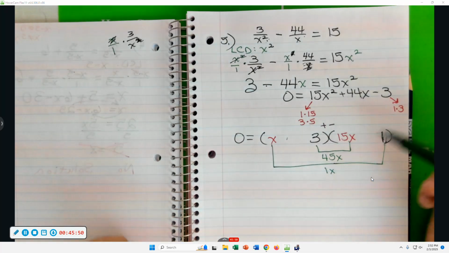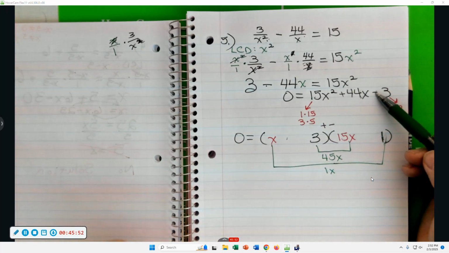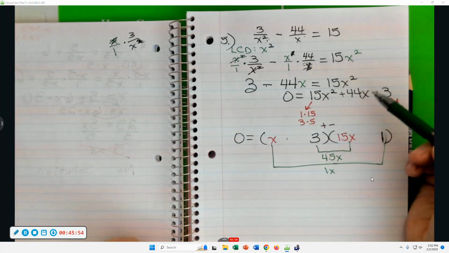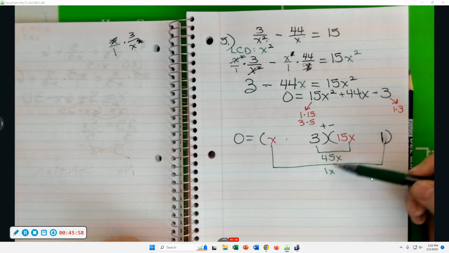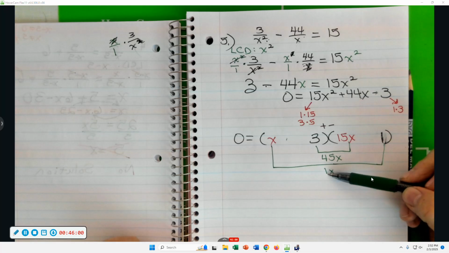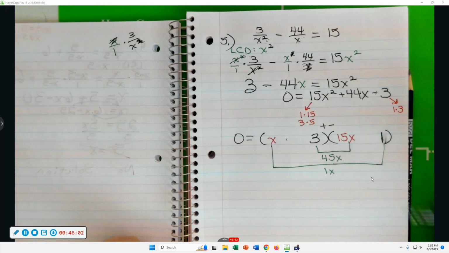We need these things because of that minus sign. We need them to subtract to give 44. Can you subtract those to get 44? 45 minus 1? Sure, that gives you a positive 44. So that's the correct placement.